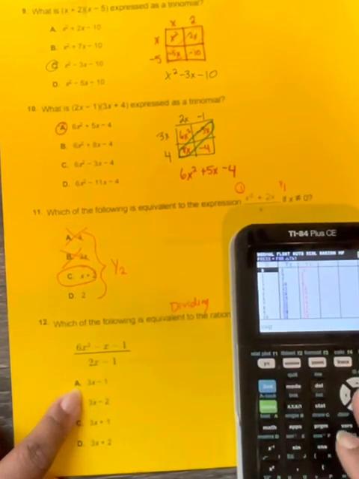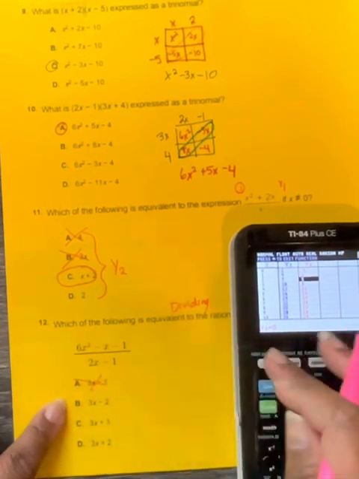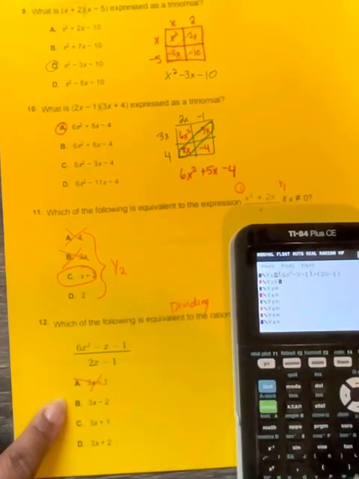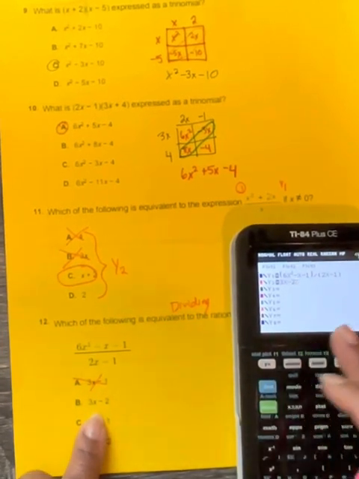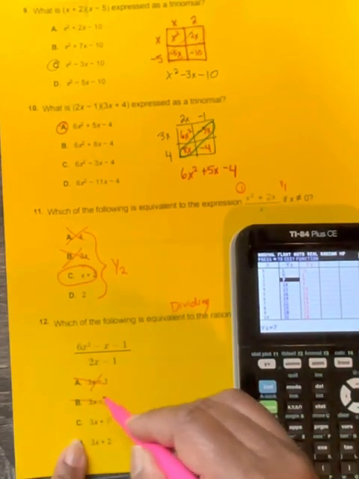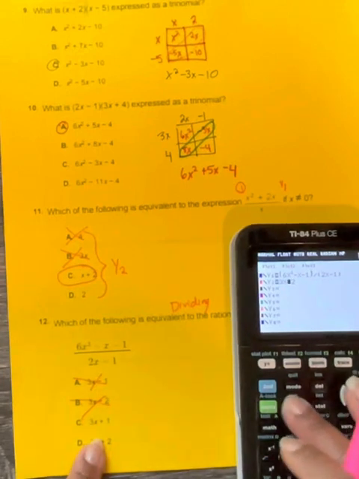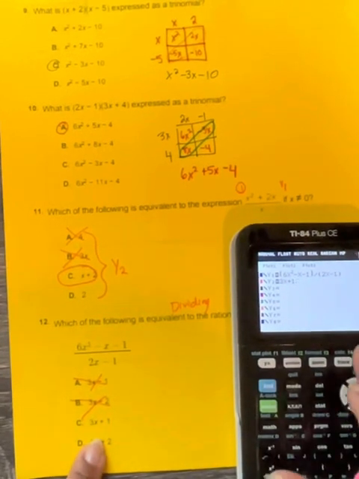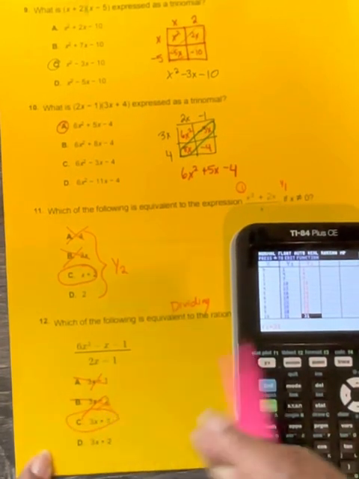Second graph. Notice that y1 and y2 aren't equal, so it's not A. Go back to y equals, particularly y2, plug in 3x minus 2. All right, are they equal? The answer is no, not B. Go back, plug in C, 3x plus 1. Second graph. Uh-oh, we got some equivalents here, and it's everywhere. So our answer must be C.